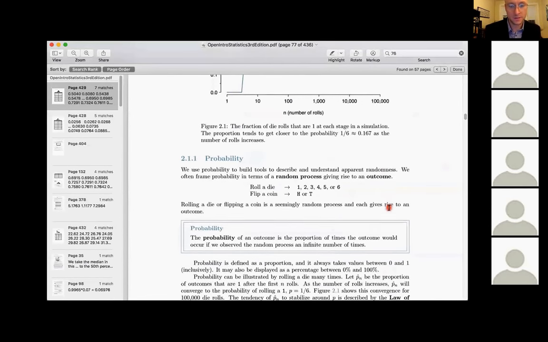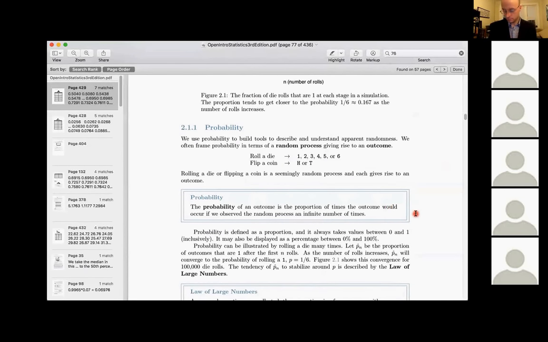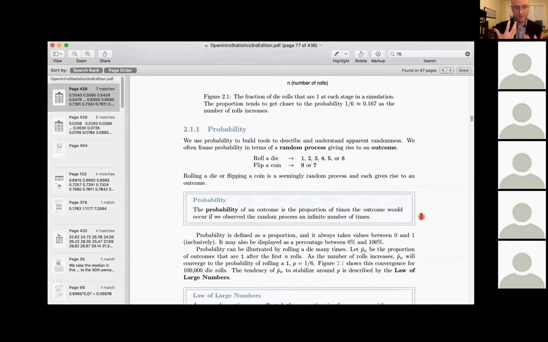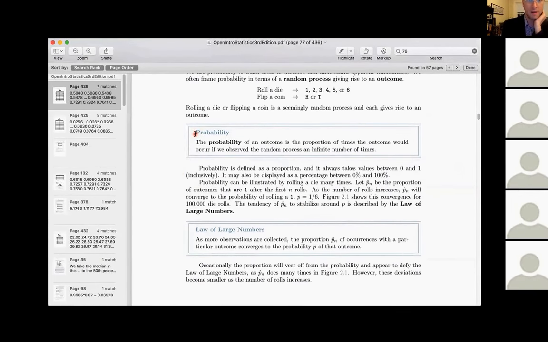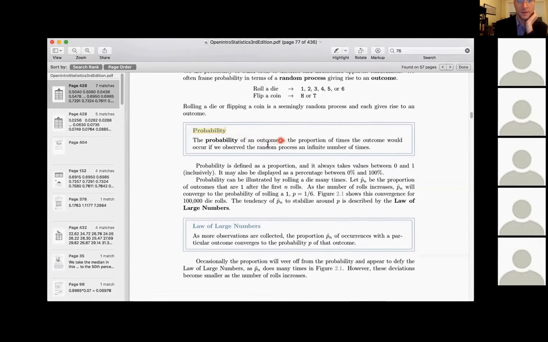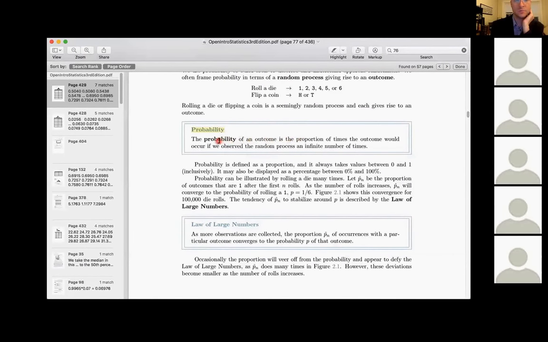So I know that's quite a bit of a disquisition here, but I think we've explained this idea of probability. It's the outcome of an outcome. So if you think about the probability of an outcome, it's in reference to something. It's the proportion of times the outcome would occur if we observed the random process an infinite number of times. Okay, that's not possible, right?